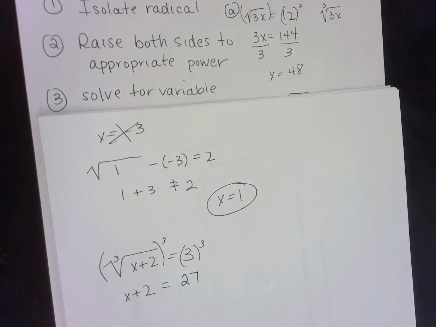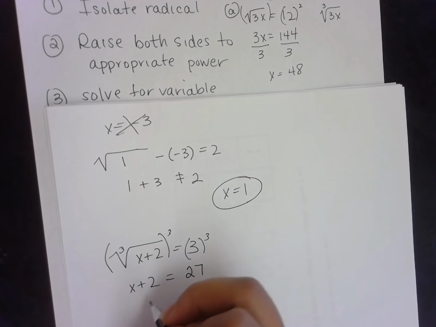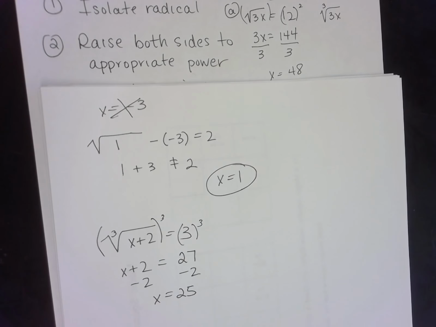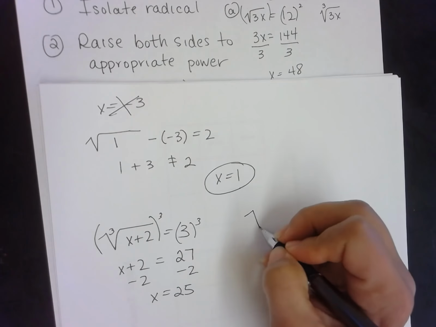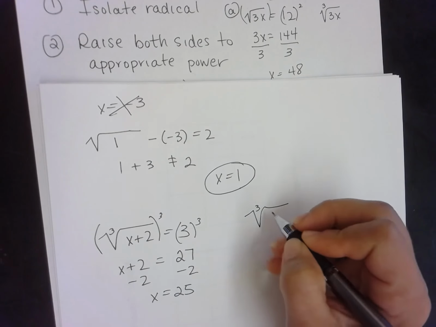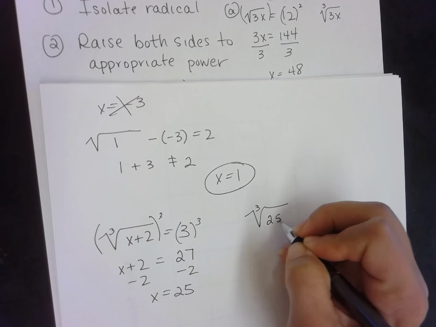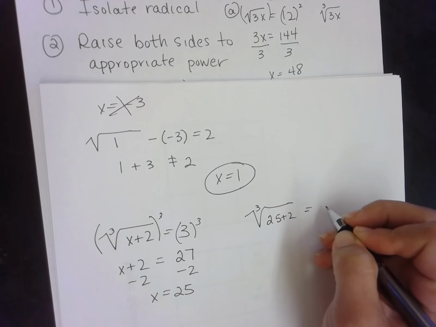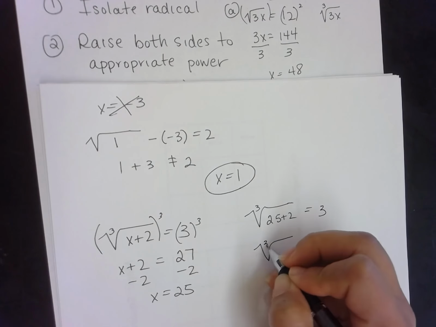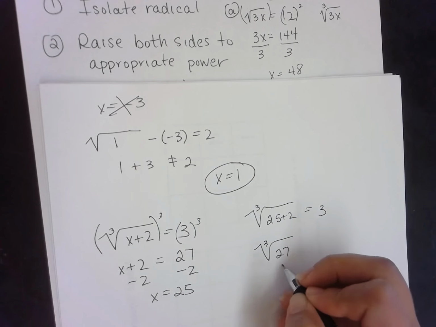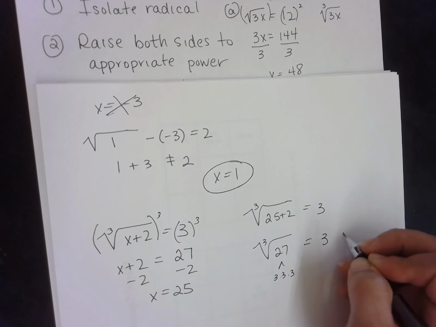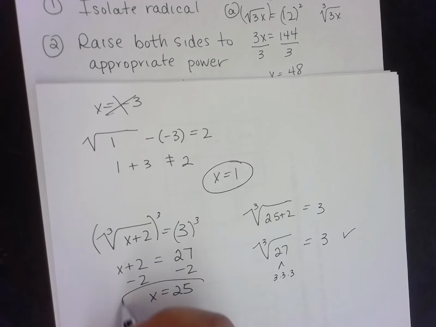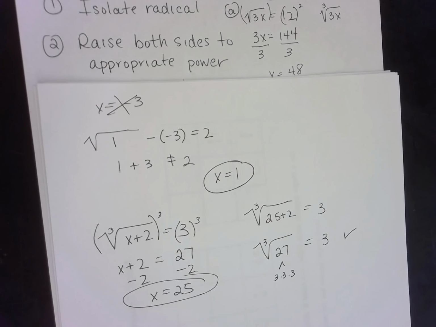All right, and so then my last step is to just solve for x. So I'm going to subtract 2 from both sides, and I get x equals 25. A quick check of this tells me that I have an appropriate solution. So I have the cube root of, putting x back in, 25 plus 2, and I'm hoping that this is equal to 3. Since this is the cube root of 27, and since 27 is 3 times 3 times 3, the cube root of that is in fact 3. This checks out. So x equals 25 is an appropriate solution.